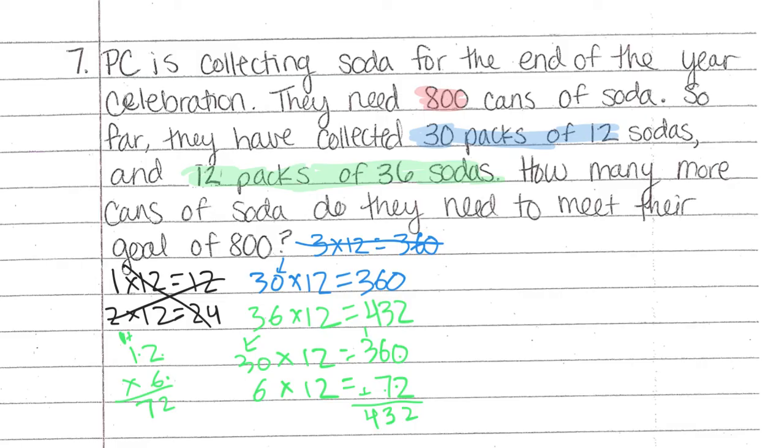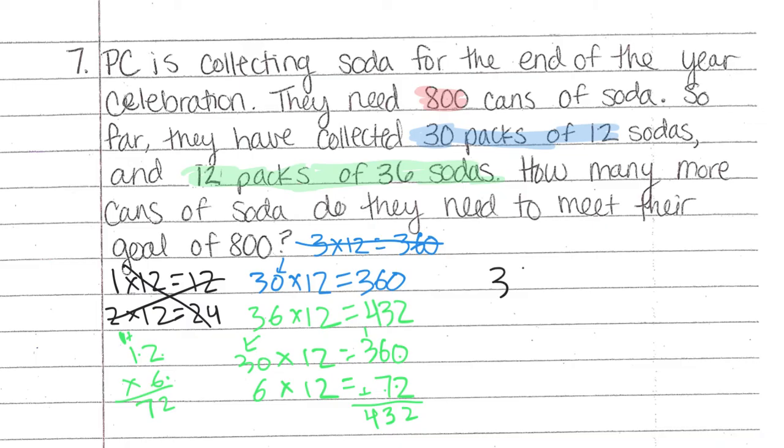Am I done? Well, so far we figured out how many cans of soda we have in each of those packs, the green and the blue. Does that make sense? We had 30 packs of 12, that's 360 cans. 12 packs of 36, that's 432. We need 800 cans of soda, and it says how many more cans do we need to get to our goal. So shouldn't we figure out how much we have all together? I have this many and this many. Let's see how much that is when we add them together.